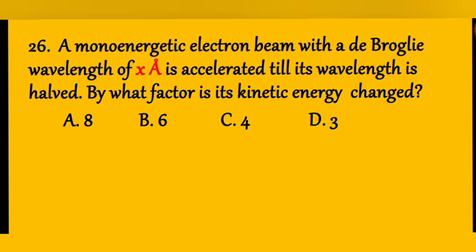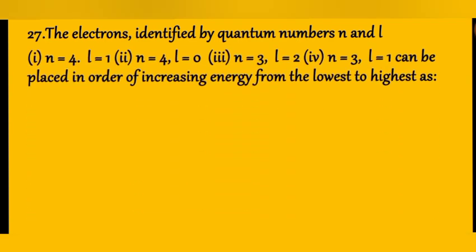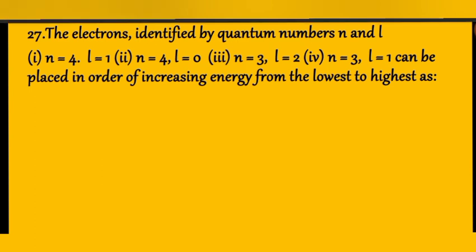Question 27: the electrons identified by the quantum numbers n and l, given that first n4 l1, second n4 l0, third n3 l2 and fourth n3 l1, can be placed in order of increasing energy from the lowest to the highest. It is an easy question.